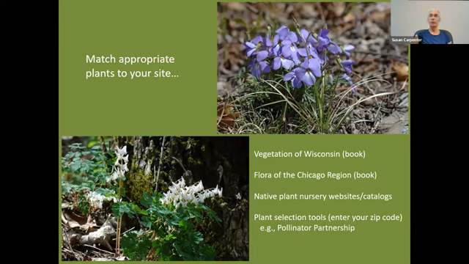Native plant nursery websites and catalogs are also a good source. Lots of mixes of seeds or mixes of plants that are designed to grow well together on the same kind of site. So check those out. And then there are plant selection tools where you enter your zip code. And so Pollinator Partnership is an example of that.